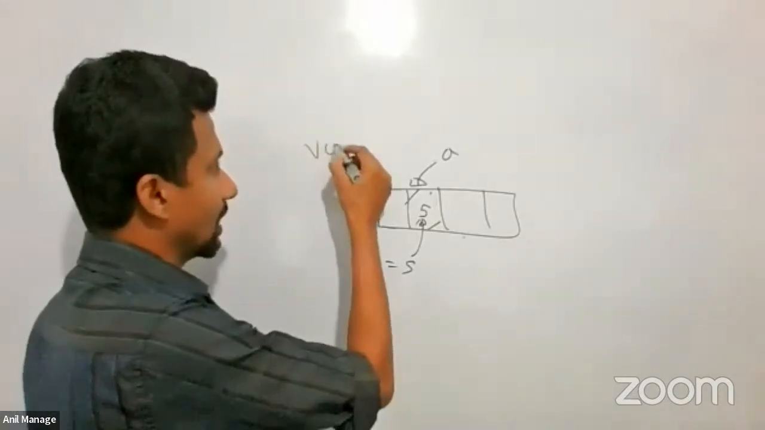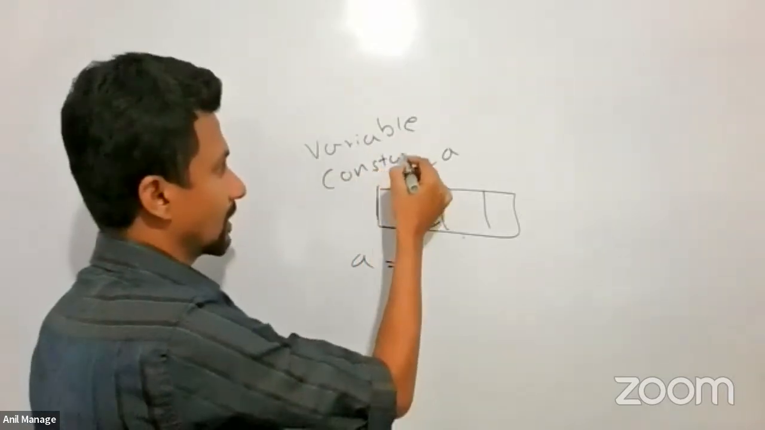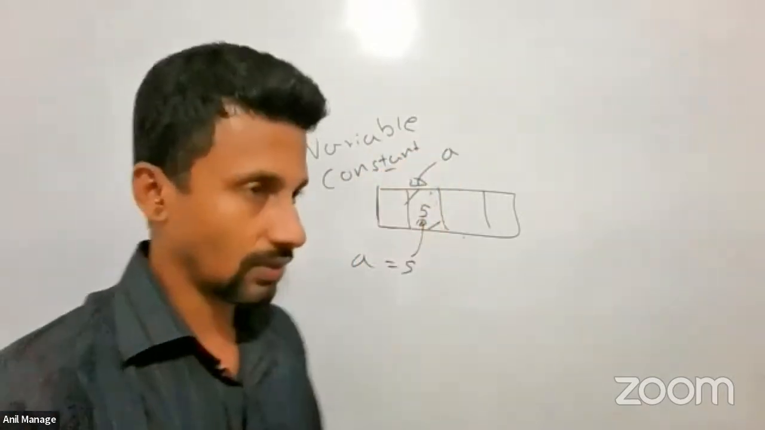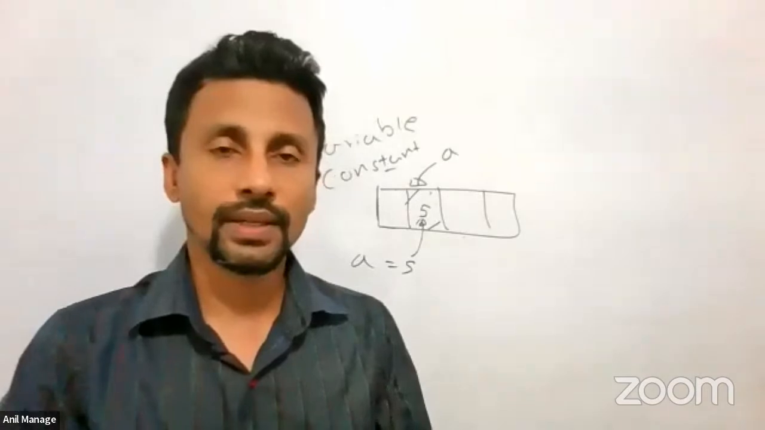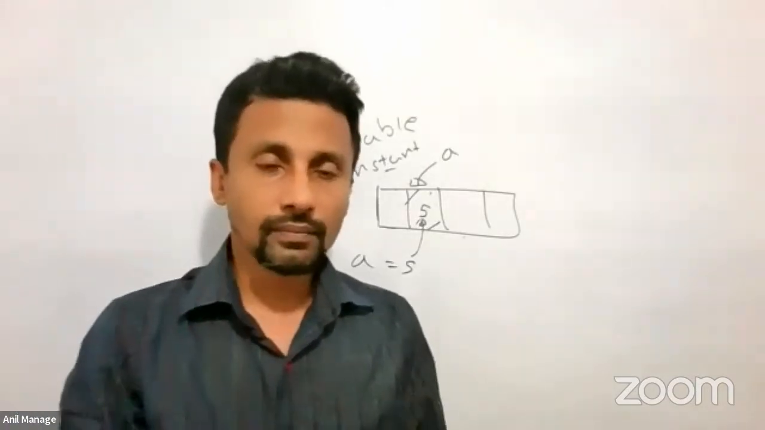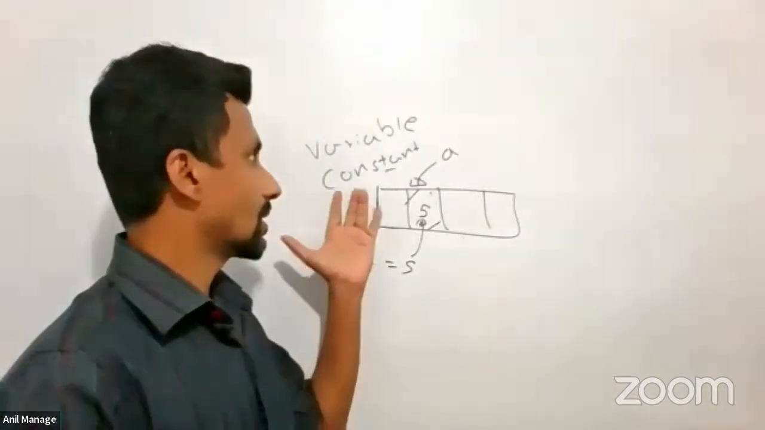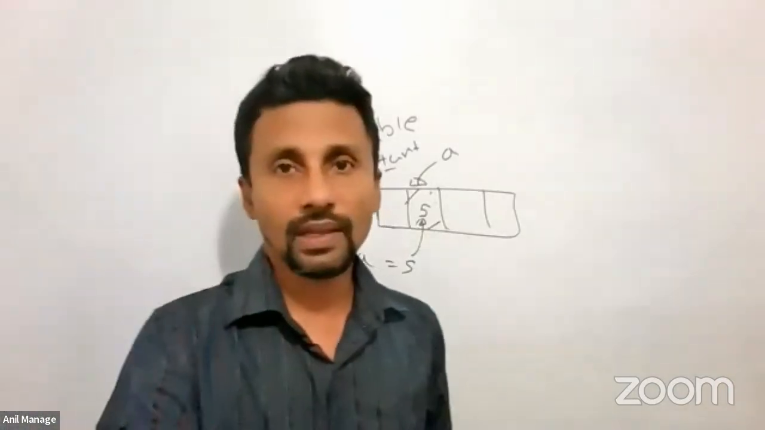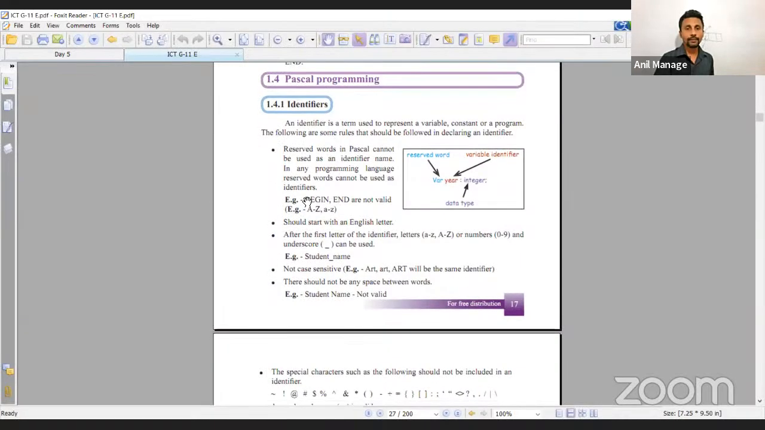So an identifier can be a variable. Variable means they can be changed, or a constant. Constant means they are not changing. As an example, in mathematics you use the value 22 divided by 7, right? Those are called constants, and you also have variables. Now if I go to the book again, here you have something called an identifier. An identifier is a term used to represent a variable, constant, or a program.